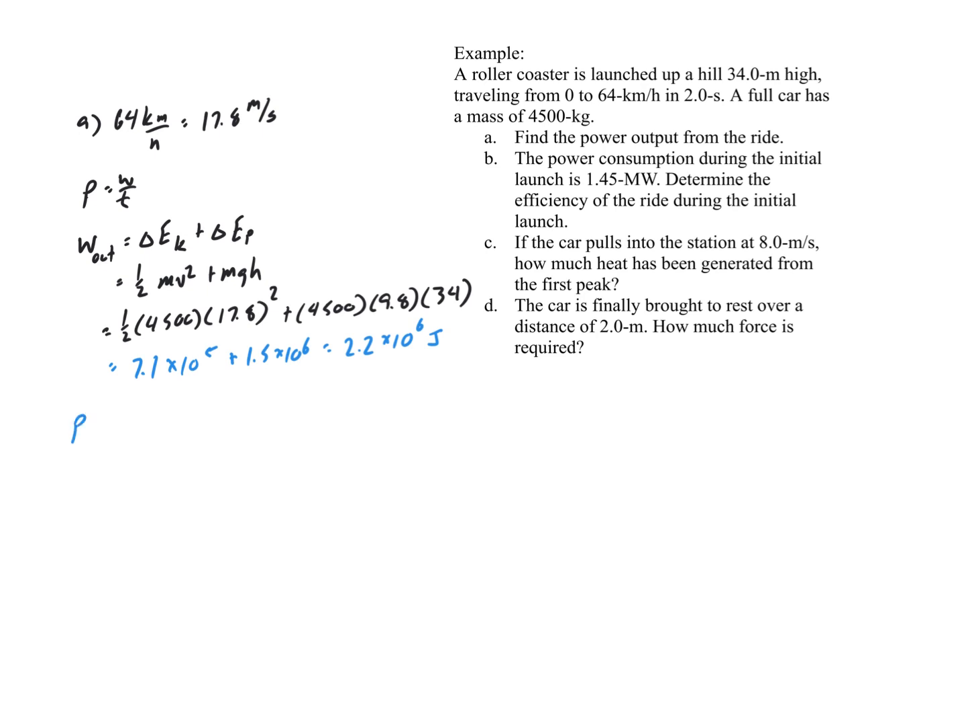For the power, divide that value by time. And in this case, it took 2 seconds for all of that to happen. So I get about 1.1 times 10 to the 6 watts, right? And so remember, this is work out and power out. Those values are going to be important later on when I start trying to calculate the efficiency.